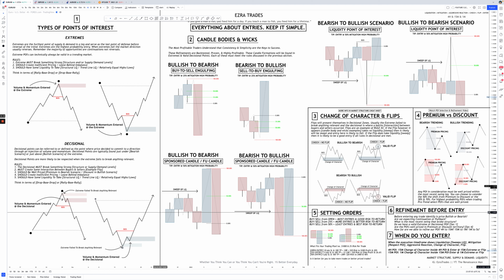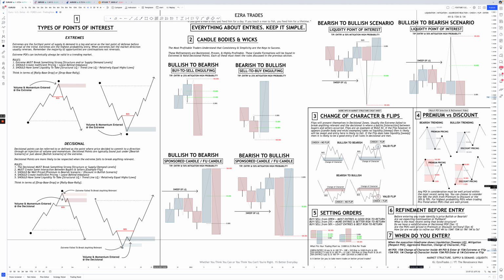I've already shown you how to select your point of interest. I've already shown you what the entry should look like, how to enter it, when to enter it. At this point, this is the type of setup you're looking for. These are the rules that must be met. When do you enter? Now, when you're on your execution time frame.